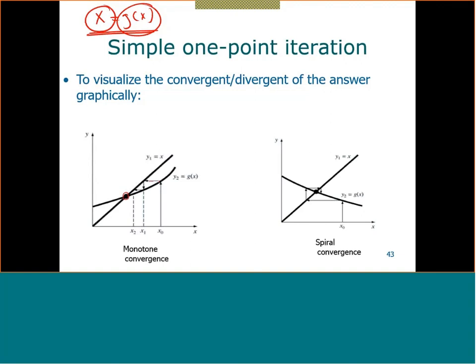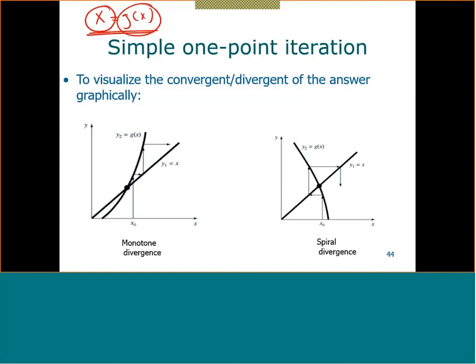If I have this function, and this is y of x, and I start here at x0, you'll find x1 here. Then you find the function at x1, then x2. So also you are converging. Now when you go here, and if the function is the opposite, when you start here and take x0, x1, x2, x3, you are not converging.